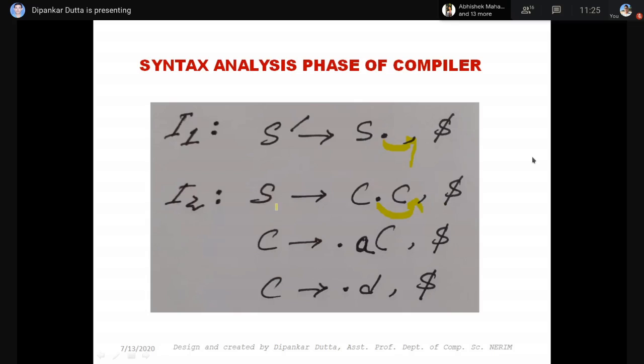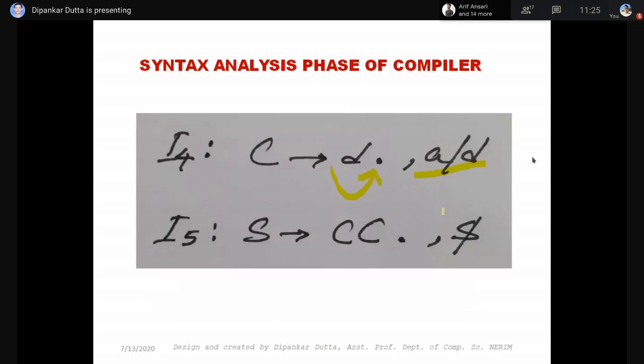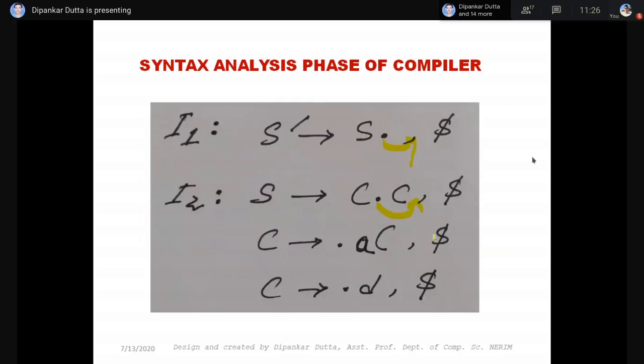And then it becomes capital S implies CC dot dollar. So see here. In I5, it is S implies CC dot comma dollar. Can we compute the closure for this item set I5? No, because dot followed by nothing. Similarly for this production, capital C implies A dot C comma dollar, can we advance this position? Yes, we can write.